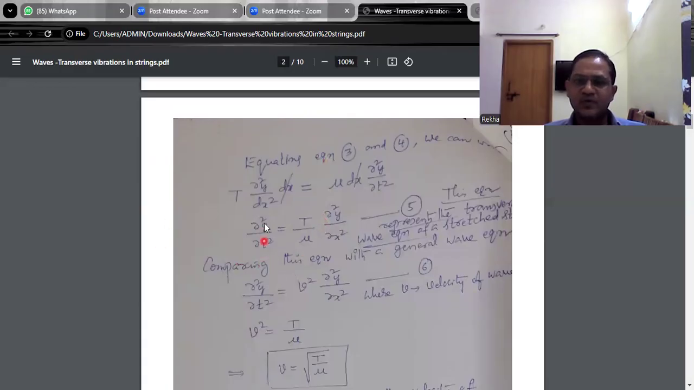Finally, we got ∂²y/∂t² equal to capital T by mu times ∂²y/∂x². So this is the equation we are comparing with the general wave equation, right? Then v² is equal to T by mu, v equals the square root of T by mu. Okay.